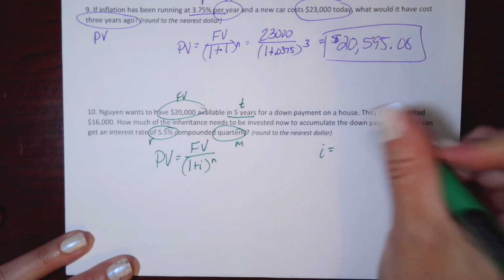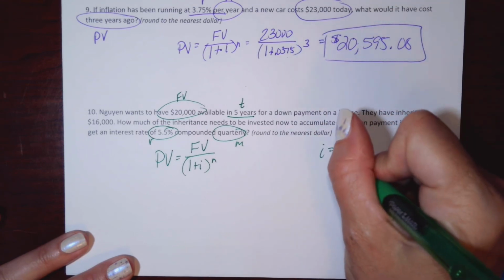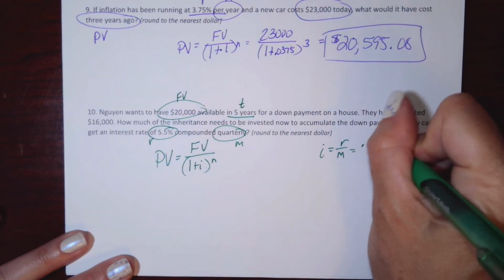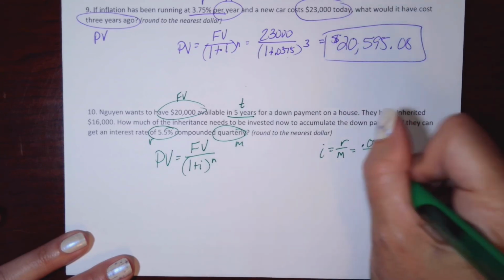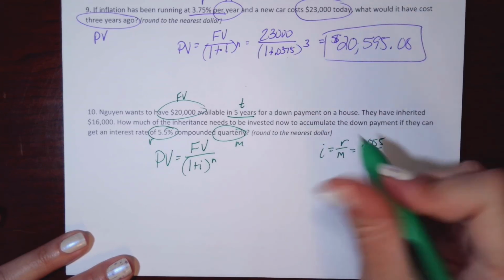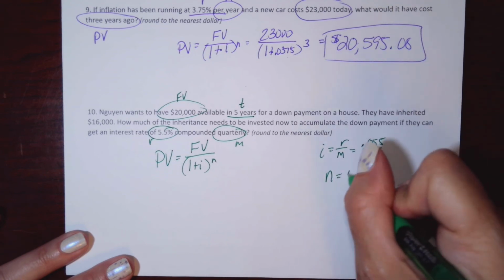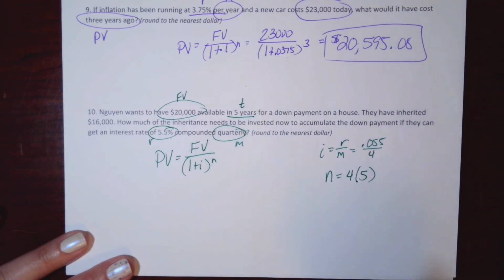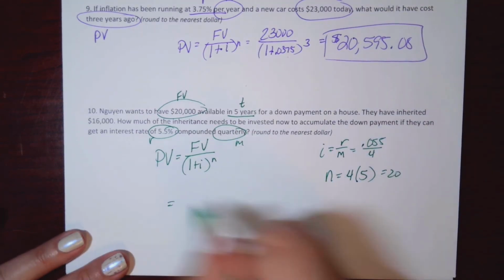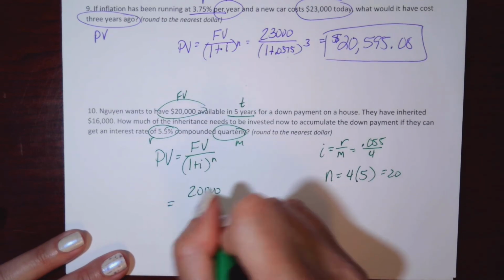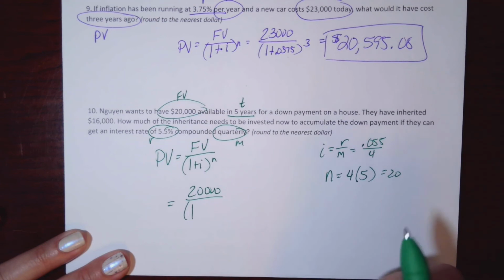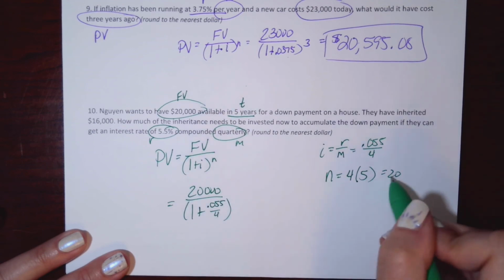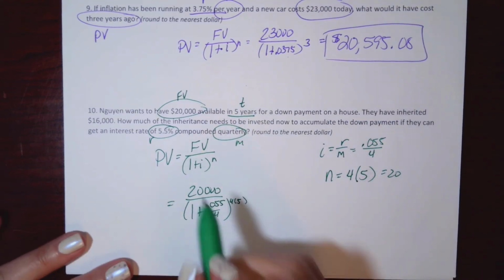So my I is that rate divided by M, the number of compounding periods. My rate is 5.5%, so 0.055. M, my compounding periods, is 4, because it's quarterly. N is those 4 compounding periods a year for 5 years, so my exponent is 20. We want to end up with $20,000 at the end of 5 years. I is 0.055 over 4, and my exponent is 4 times 5, or 20.